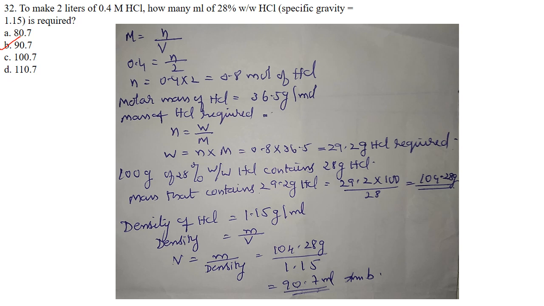But they have given it is 28% weight by weight of HCl. So 100 grams of 28% weight by weight HCl contain 28 gram HCl. So mass that contains 29.2 will be 104.28. Now density of HCl is 1.15 gram per ml. So mass by density, that is 104.28 by 1.15, that will be 90.7 ml. Answer is option B.